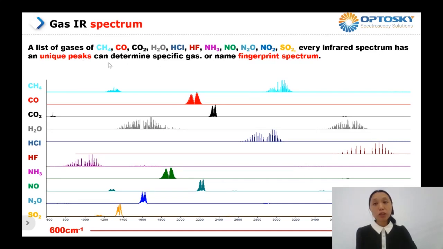Each gas forms a unique peak pattern, and this is called the fingerprint spectrum. You just need to recognize these peaks and you can know which gas it is.